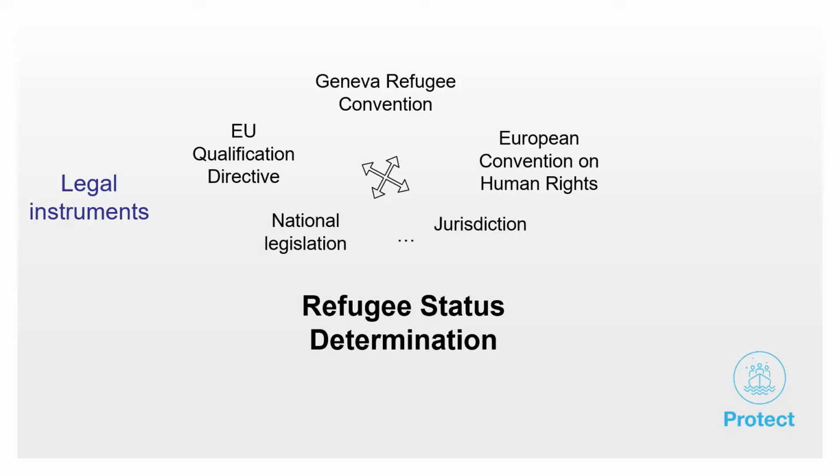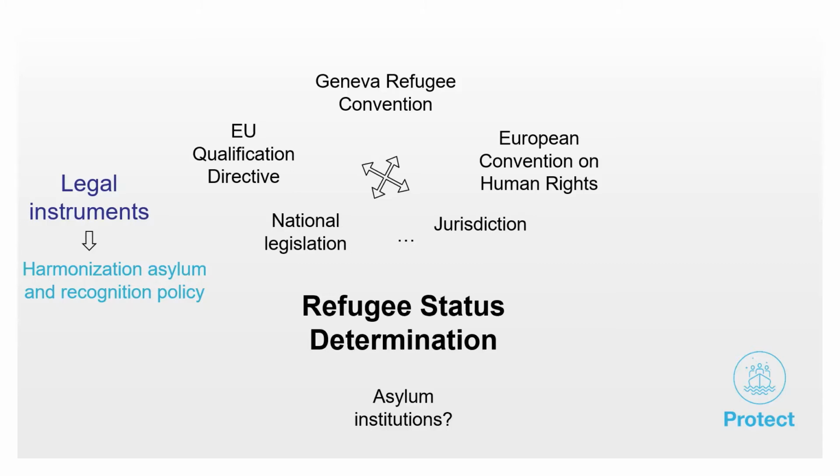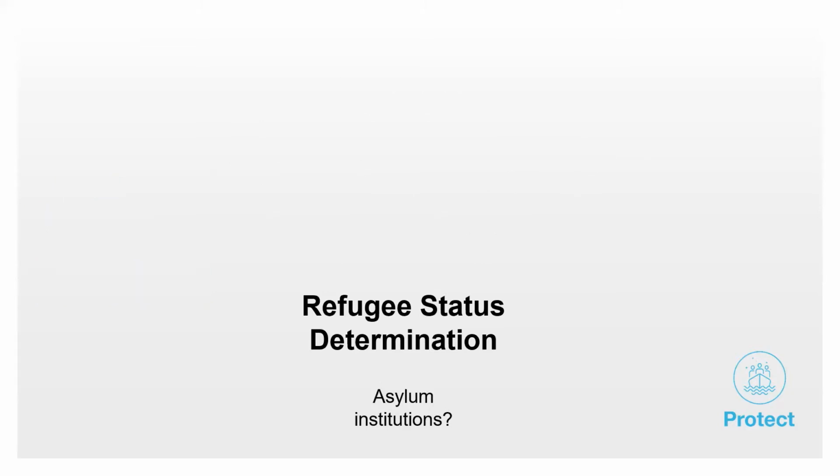When we go back to the legal instruments above, we know that most of them promote harmonization of asylum and recognition policies in Europe, as was the case with the recognition statuses, which I mentioned earlier. Yet surprisingly, these instruments mention little about the institutional setup of asylum determination. This concerns the question: what kind of actors are or are not involved in the refugee status determination, in what way, and in which steps of the asylum procedure?